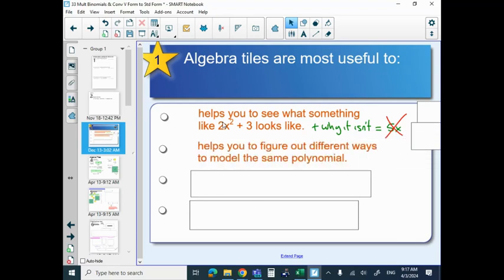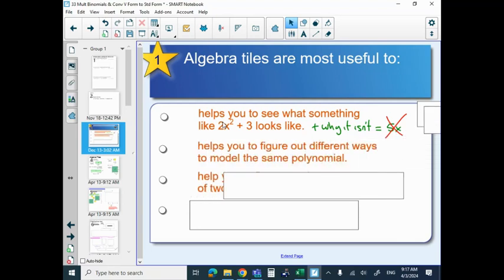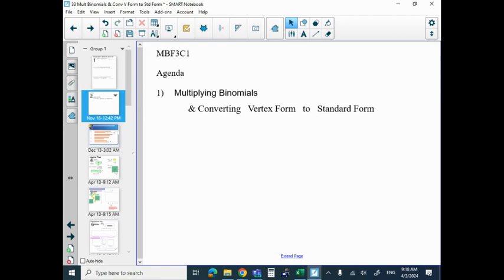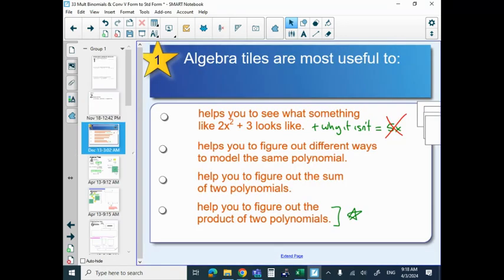They help you figure out different ways of representing the same polynomial. You'll see that in the examples we do. They help you figure out what the sum of two polynomials is. They help you figure out the product of two binomials. This is the big focus for today, for sure, because our lesson's about multiplying binomials, right? So product of things means multiplication. So that's what we're going to be looking at.